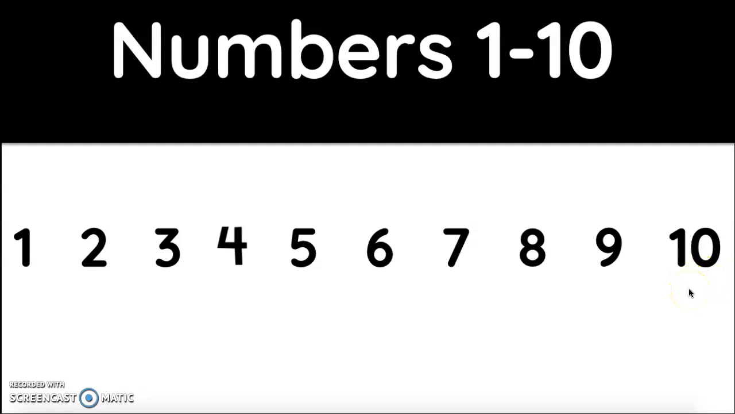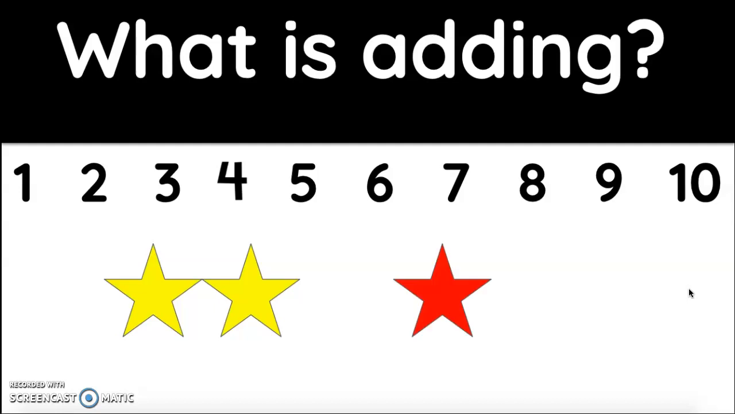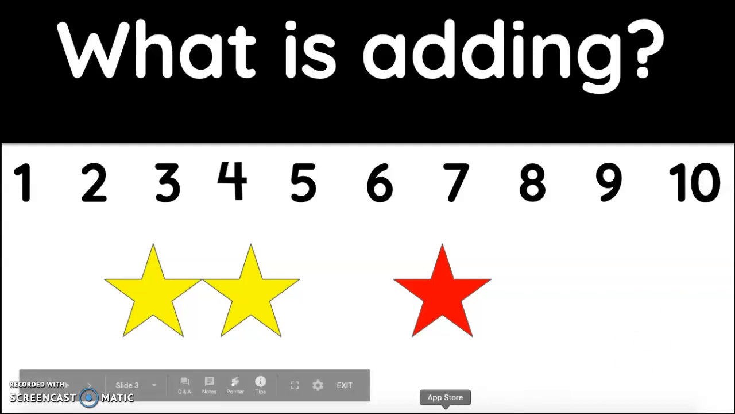Great review. All right, so we're going to talk about what is adding. What in the world is that? So adding is when we have two sets of objects and we put them together and see how many we have all together. So over here, I have two yellow stars.